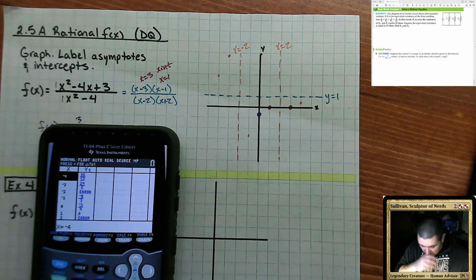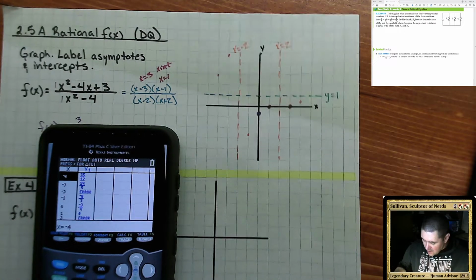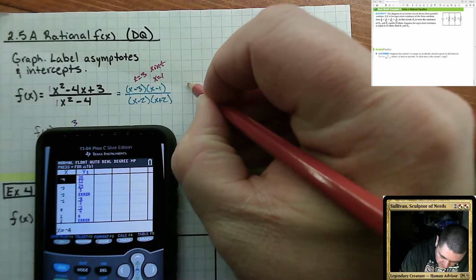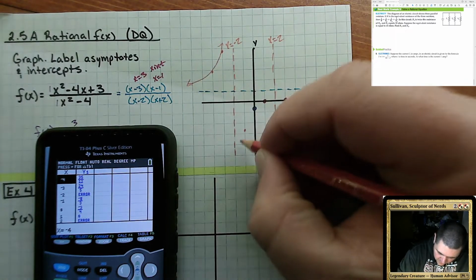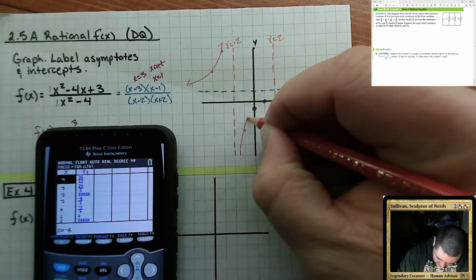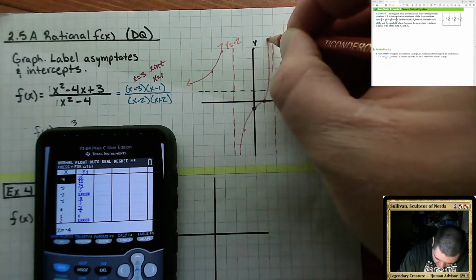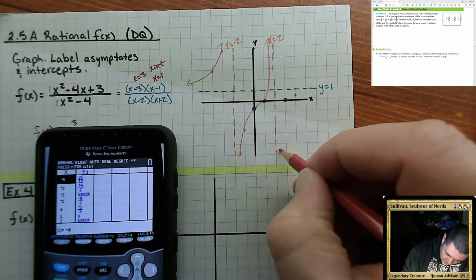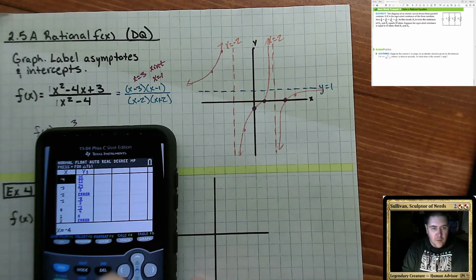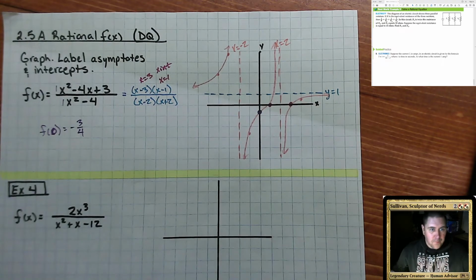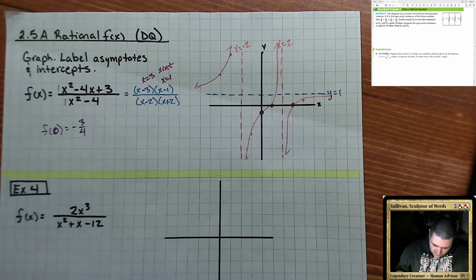And I'd say at this point I've got enough to see the behavior of the graph. We'll go and fill that in, fill that in, and fill this in. There we go. So, our points.